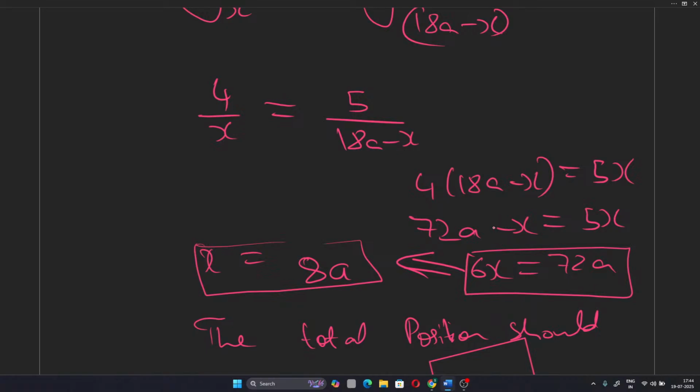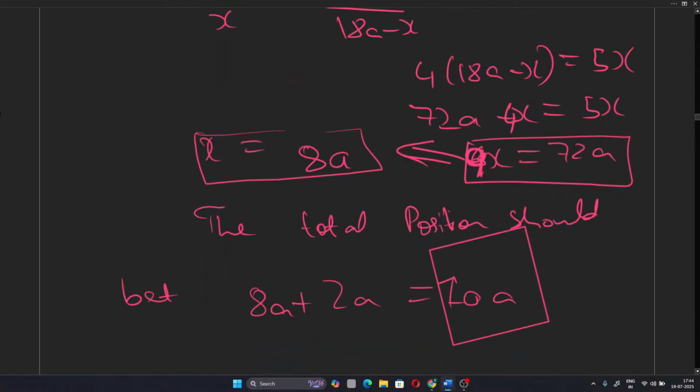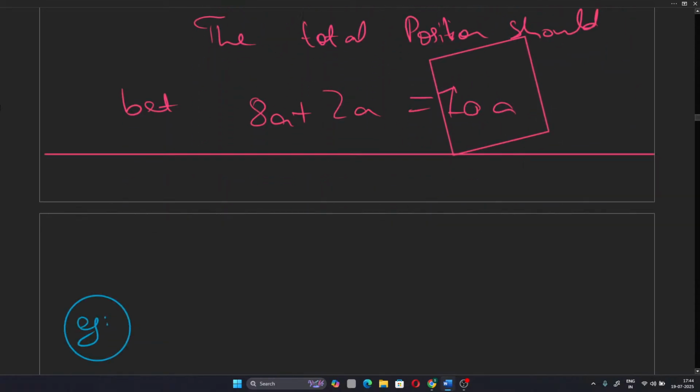Wait. Here there is a 4 here, not. It will be 9 here. So this will lead to 8a to be the answer.